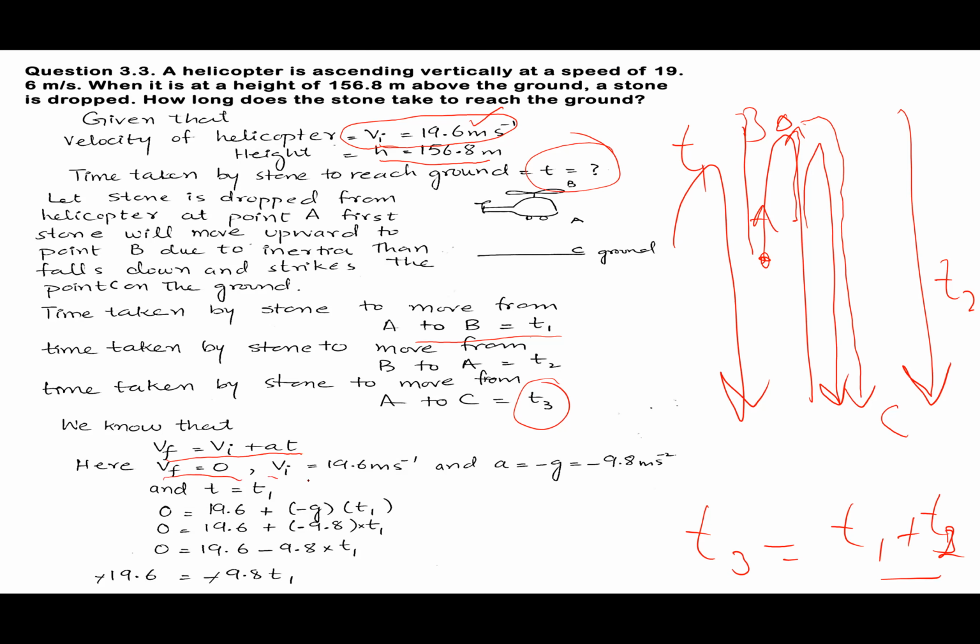Now, using the first equation of motion, V is equal to Vi plus AT. V is 0, Vi is equal to 19.6 meter per second, A is negative, because initially the body is moving in the upward direction from point A to B, and then moving in the downward direction to point C. So V is 0, Vi is 19.6, and minus g T1. So T1 is equal to 2 seconds. Now T2 is equal to T1, which is 2 seconds.